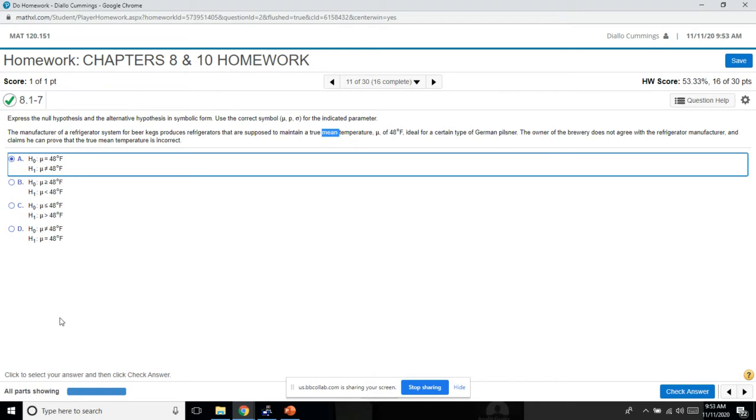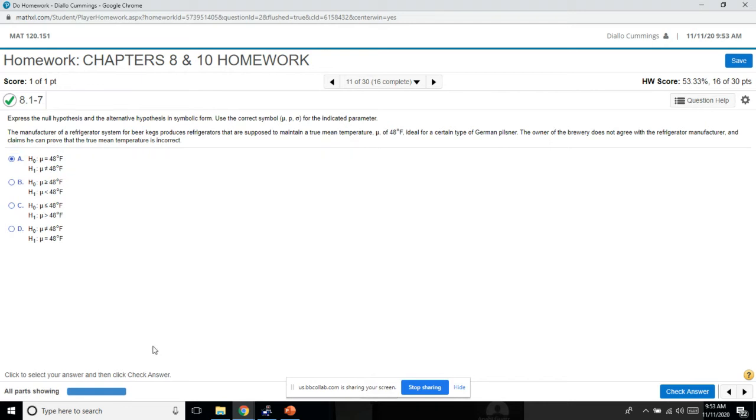Now, how do I set up my alternative hypothesis? Well, by process of elimination, since the null hypothesis is correct for A, it would be my correct answer choice. But how do I determine my alternative hypothesis? If I take a look at the very last sentence, it says that the owner of the brewery does not agree with the refrigerator manufacturer and claims that he can prove that the mean temperature is incorrect. Incorrect doesn't necessarily mean less than, and doesn't necessarily mean more than. It means that it's incorrect, or not equal to. So here, answer choice A would be the correct choice.